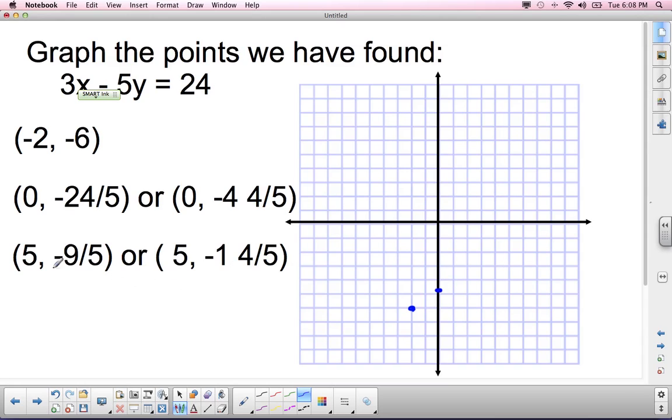Our last point is this 5 and -9/5. Again, I think it's easier to think of it in mixed terms. So 5 for the x, -1 and 4/5 for the y. So 5 on the x, 1, 2, 3, 4, 5, and -1 and 4/5 is almost, but not quite, the -2. So there's the graph of the 3 points. Now all that's left to do is to connect them. And so when we do that, we'll get the line of the graph.